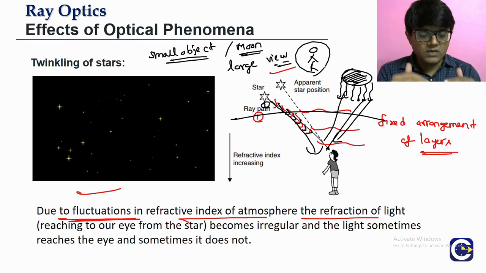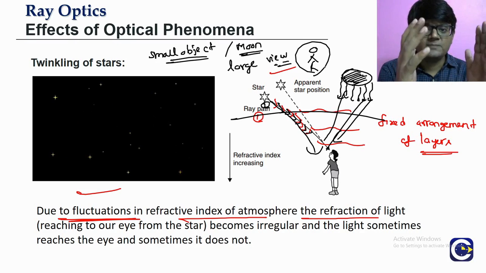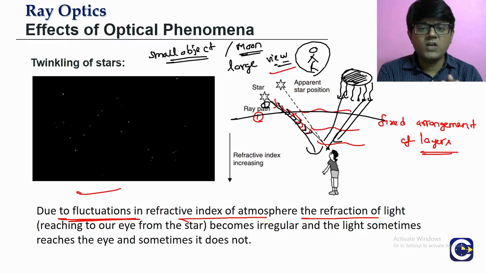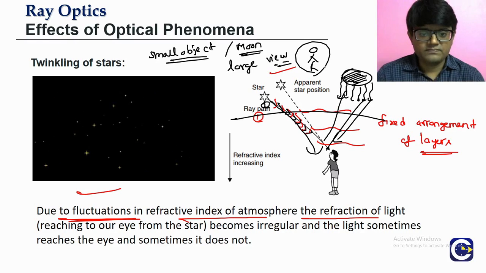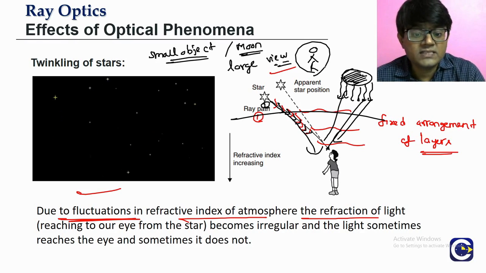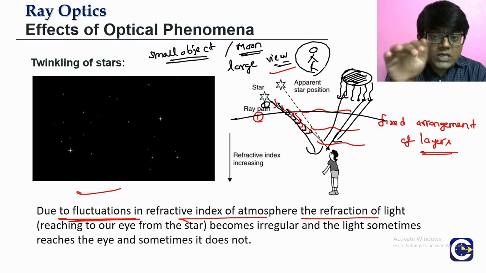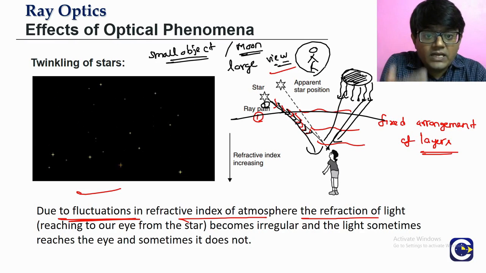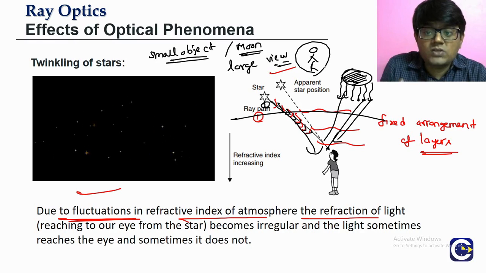Why? Because once we cross these layers of atmosphere, there will be no phenomena happening because of the refraction through the layers of the atmosphere. Okay, so this is the concept of twinkling of the stars, which happens because of fluctuations in the refractive index values of the layers of the atmosphere.